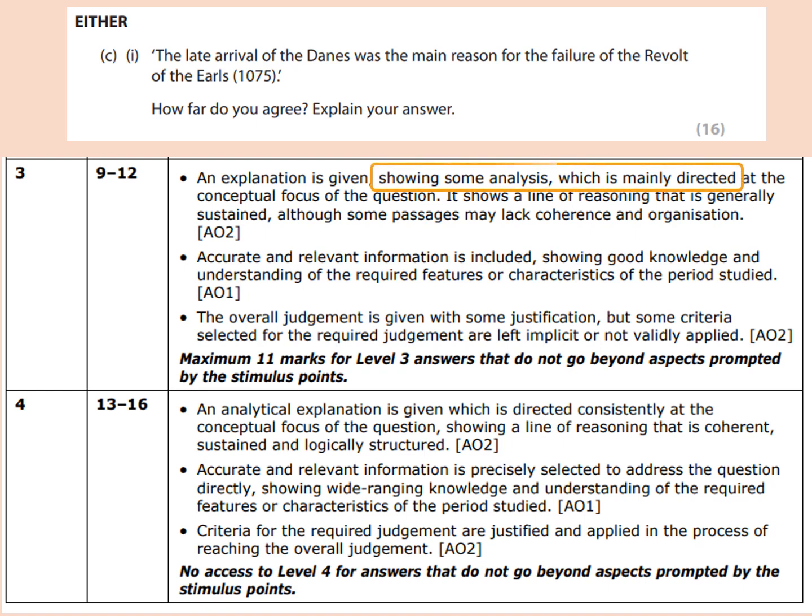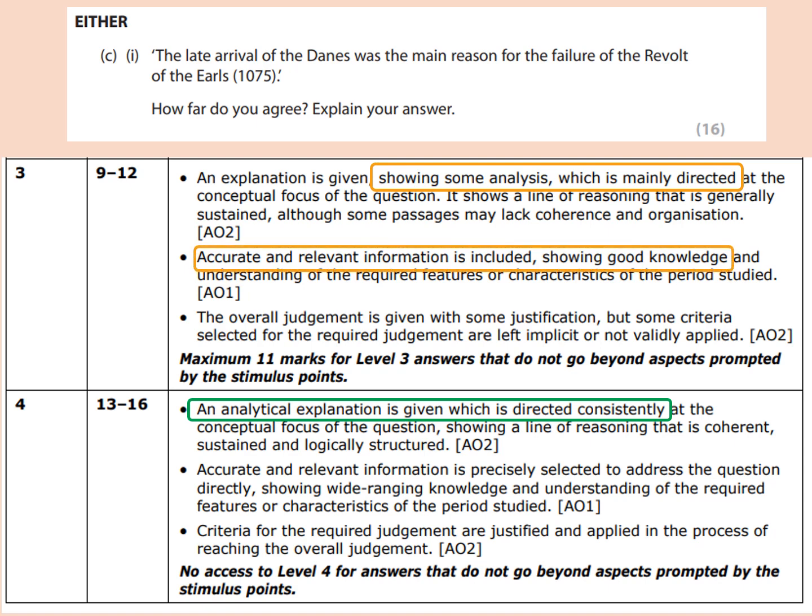In level 3 it says showing some analysis which is mainly directed at the conceptual focus of the question, that being that the late arrival of the Danes is the main reason that the revolt of the Earls failed. Compare that to level 4 though, which says an analytical explanation is given which is directed consistently at the focus of the question. In other words, you don't wander off in different directions and look at other things which aren't being posed by the question.